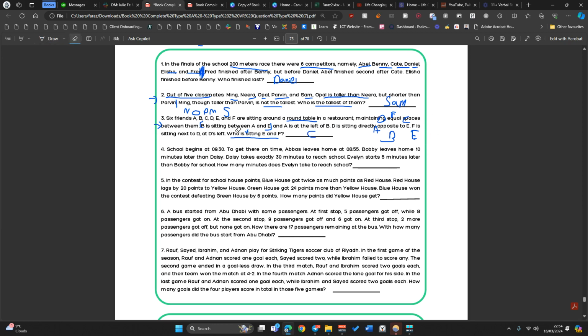And there you can see actually once you break down a massive paragraph like that, it actually gets really easy. These types of questions aren't really that difficult if you're able to break down the information. So, question 4. School begins at 9:30. To get there on time, Abbas leaves home at 8:55. Okay. Bobby leaves home 10 minutes later than Daisy. Alright, okay. Let's start breaking it down again.